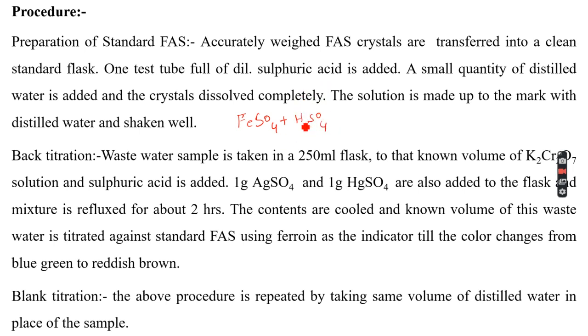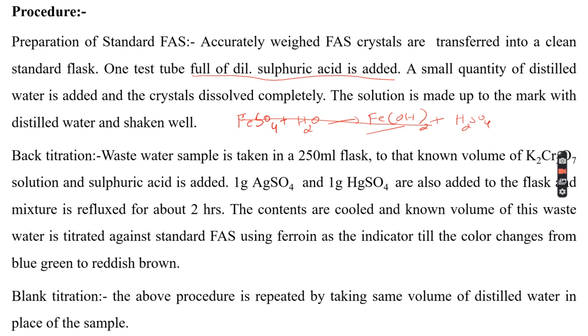If you do not introduce sulfuric acid, the ferrous sulfate reacts with the water forming ferrous hydroxide. The ferrous hydroxide does not act as a reducing agent. So we have to prevent this reaction by adding sulfuric acid. That's why 1 full test tube of dilute sulfuric acid is added. Then a small quantity of distilled water is added. Once the crystals are completely dissolved, the solution is made up to the mark with distilled water and shaken.